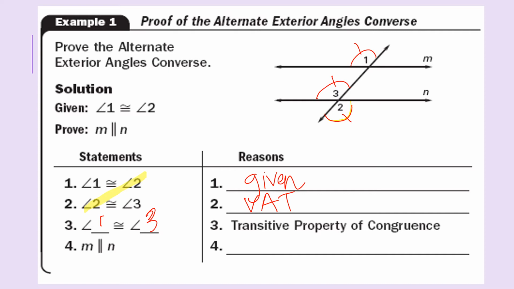So then line M is parallel to line N because corresponding angles are congruent, which means that the lines are parallel. And again, you can write it in this way, or you can say corresponding angles congruent means the lines are parallel. That would work too. We do not care which way you write it, it just has to have some sort of explanation as to how you got that answer. Okay?